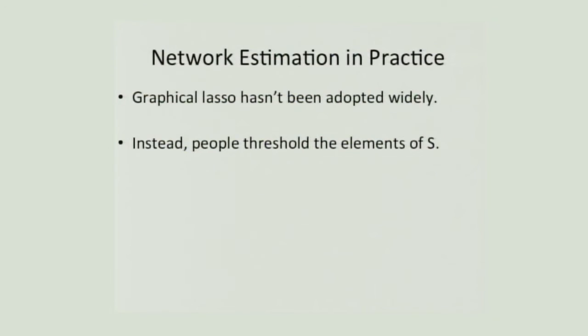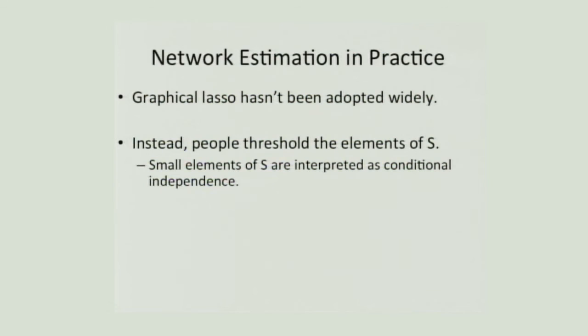So instead, people are doing the simpler thing where you take the sample correlation matrix and you just threshold the elements. So if a correlation is greater than 0.7, you say that there's a relationship between the corresponding pair of genes. And if a correlation is small, they say that the corresponding pair of genes does not have a relationship. So they're interpreting that as conditional independence, even though statistically that's not the right thing to do. Again, this is not the right thing to do because that sample correlation matrix is estimating sigma, whereas conditional dependence relates to the inverse of sigma.